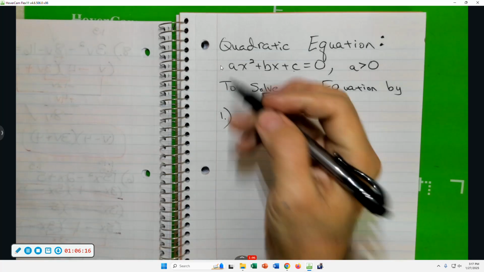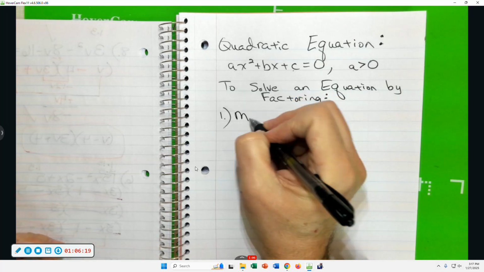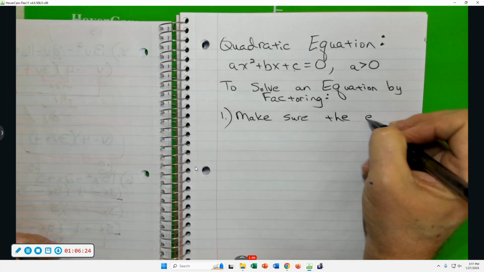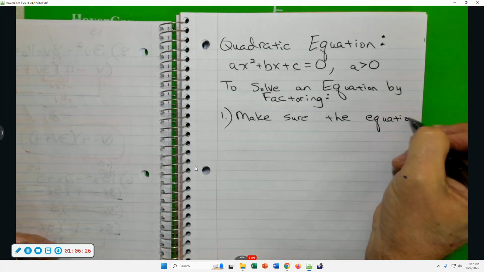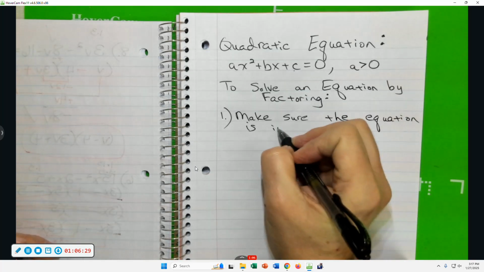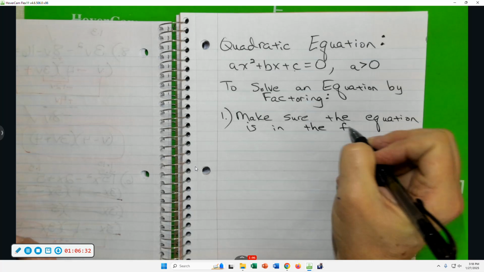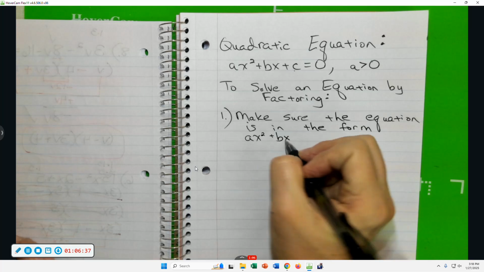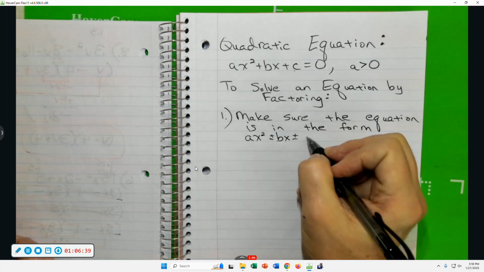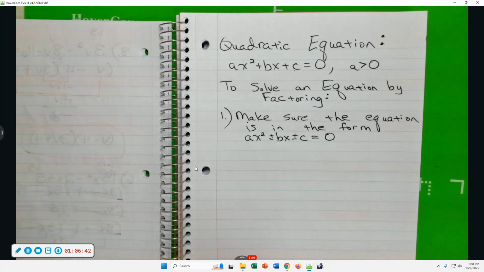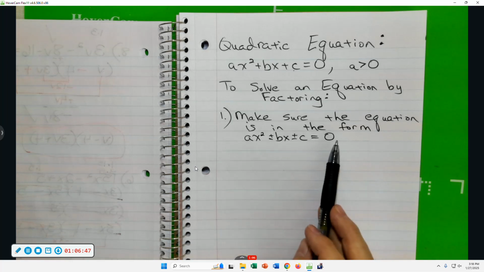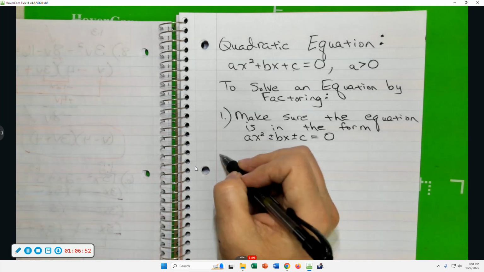So I'll say, make sure the equation is in the form ax squared plus or minus bx plus or minus c, because those can be pluses or minuses. But make sure that you have your trinomial on one side of the equal sign. The only number you can have on the other side is a 0. But if it's not a 0, you'll see in a moment.